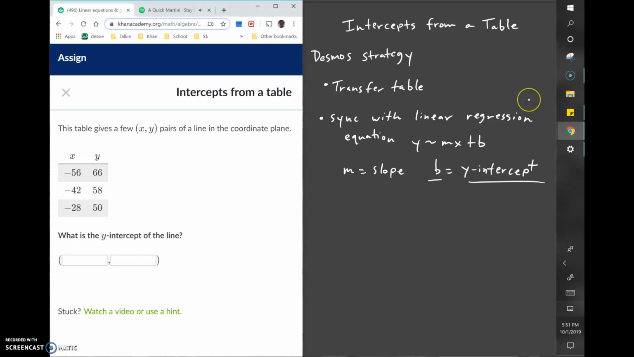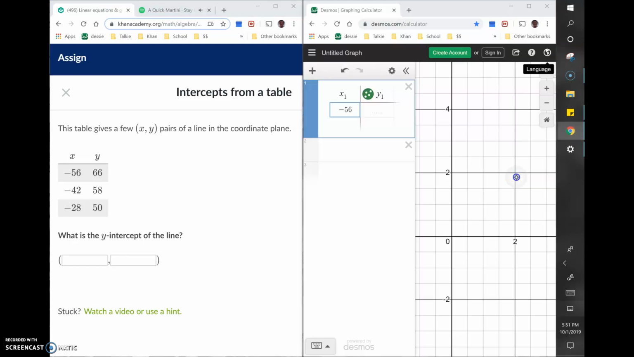Alright, so I'm just going to show you the Desmos strategies. First step is to transfer the table and then sync it with that regression equation. If you don't have it memorized by now, you're going to want to go ahead and memorize that. You're going to use that a lot. It's a lifesaver. So I'm just putting in the points here, making sure that I put them in the correct boxes. I mean, that's really the only way I can make a mistake is if I mistype a number or I put them in the incorrect spots.